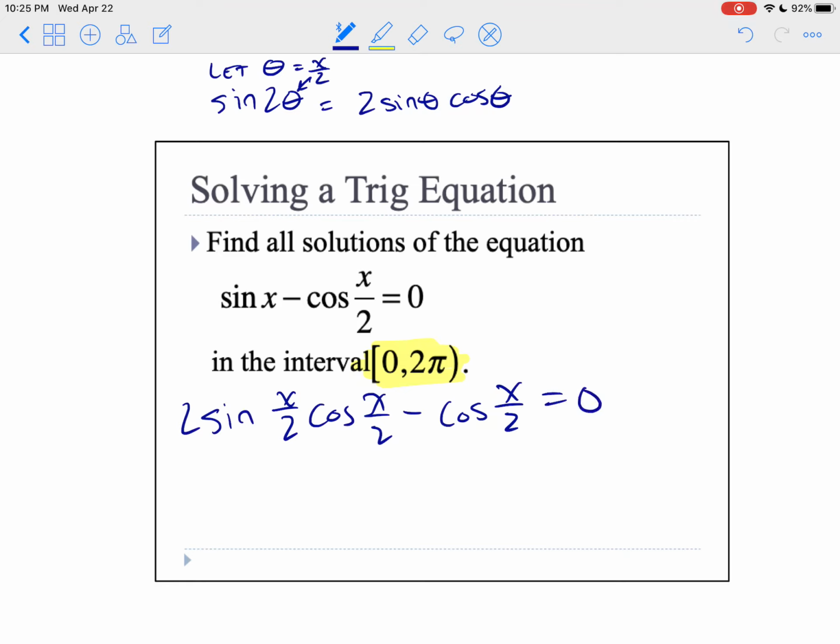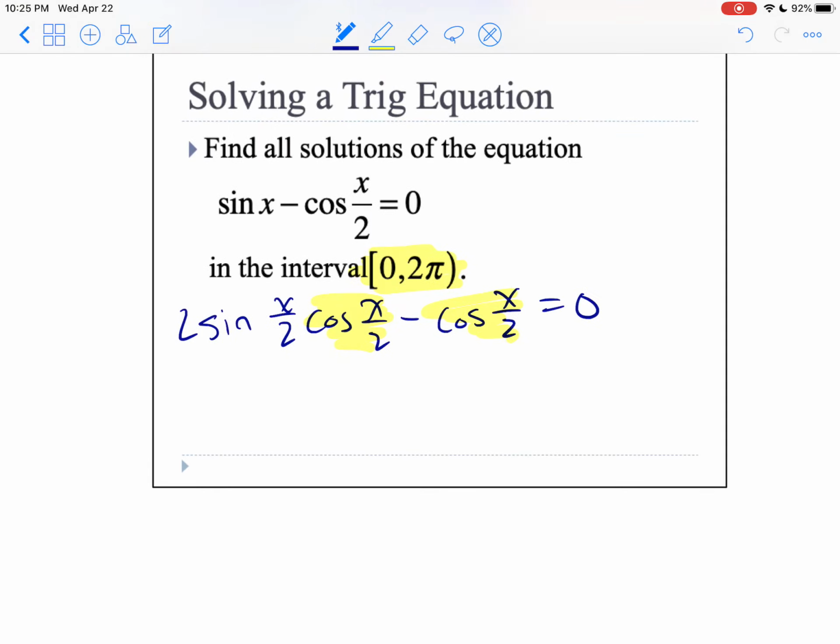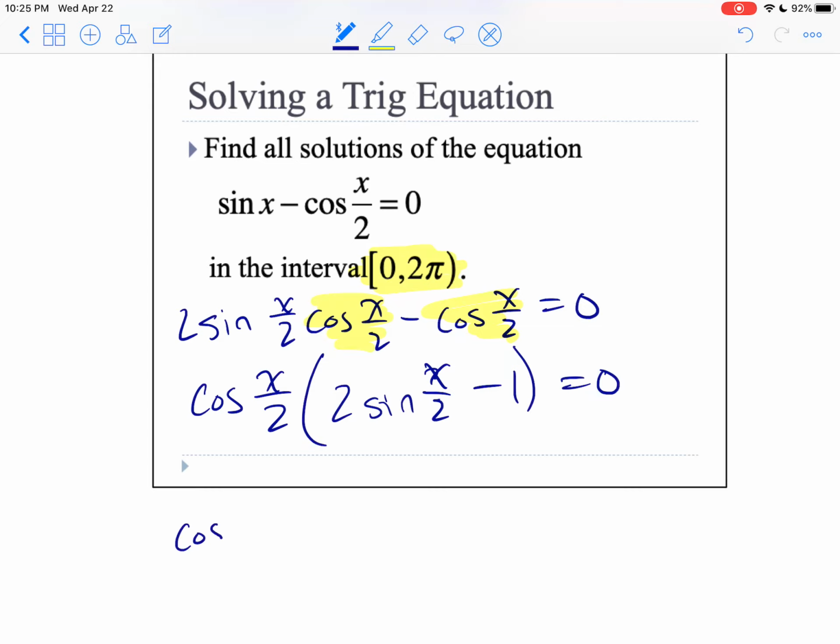Now the benefit of that is now I have a common factor in both terms, and now I can factor. And factoring is always my favorite way to solve any equation. So I'm going to factor out a cosine of x over 2, and I'm left with 2 sine of x over 2 minus 1 equals 0. So I'm looking for when cosine of x over 2 equals 0, and I'm looking for when sine of x over 2 equals 1/2. Like I said, this is going to come up a lot.